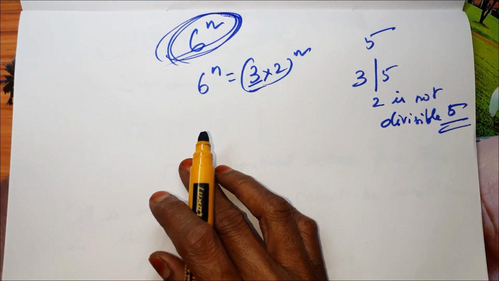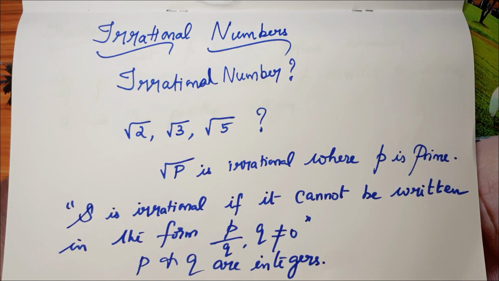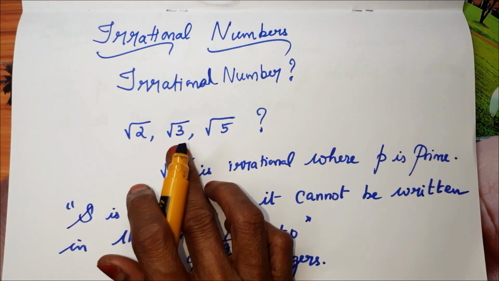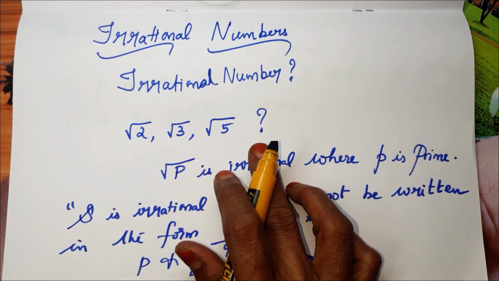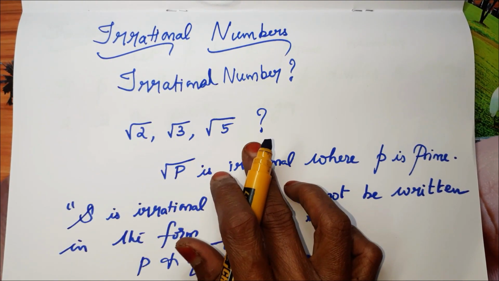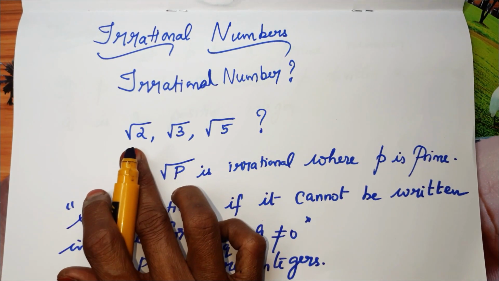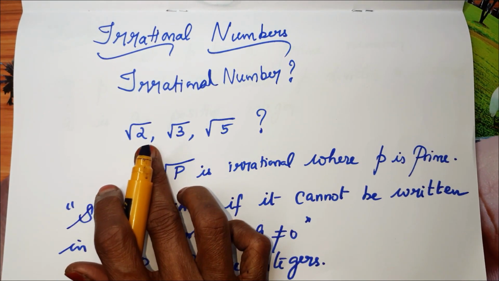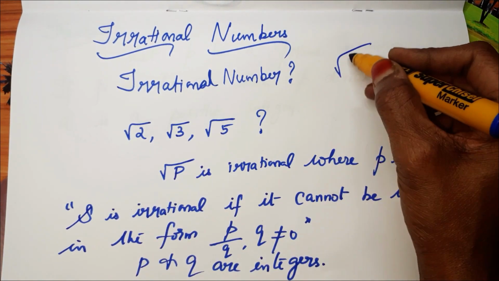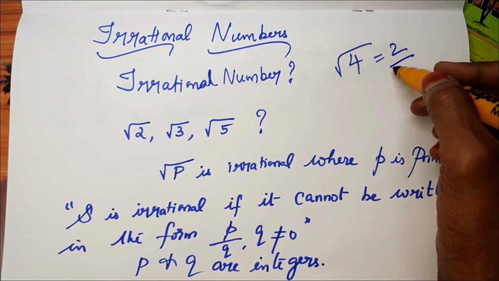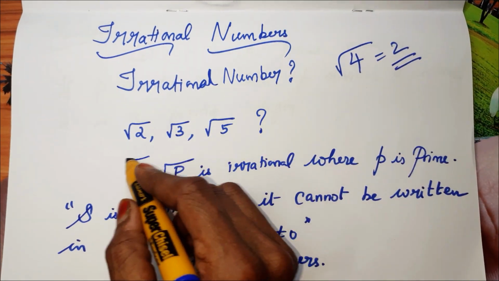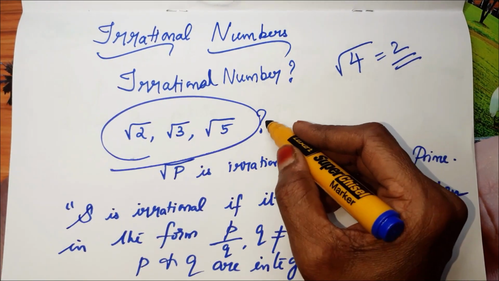Is it clear? Now come to the irrational numbers. What do you mean by an irrational number? Root 2, root 3, root 5, are they irrational numbers? Already in the number system itself, I have explained that within the square root, if we have a perfect square, it is a rational number. For example, square root of 4 is 2, so it is a rational number. So these numbers are irrational numbers.